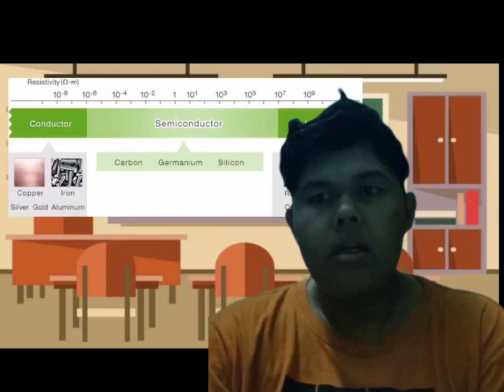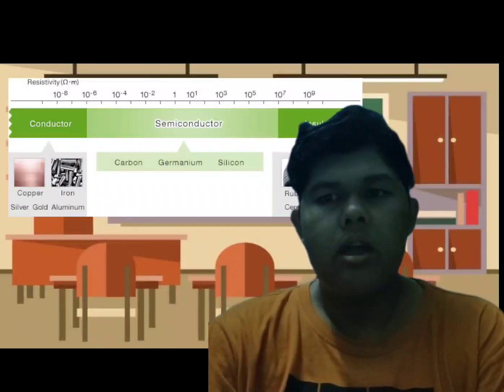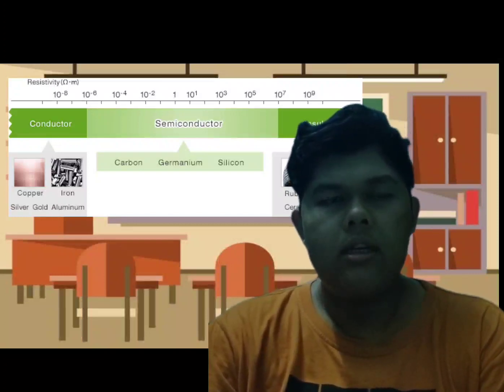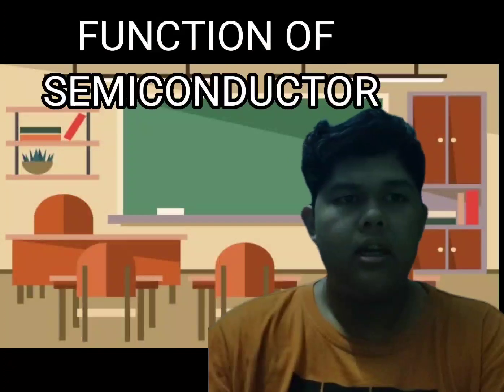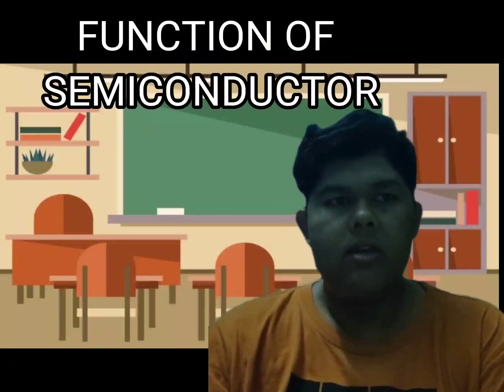Commonly, semiconductors are made from silicon, germanium, and gallium arsenide. Okay, the function of semiconductor: they are used for conductivity, switching, and amplification.